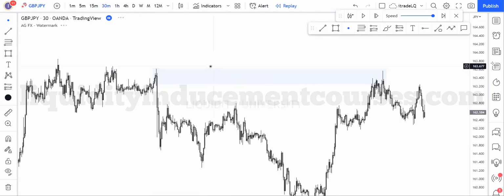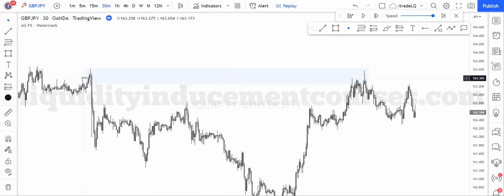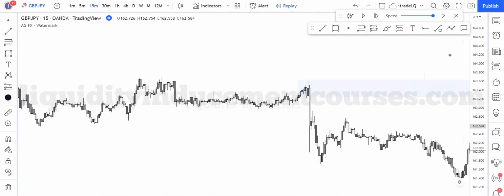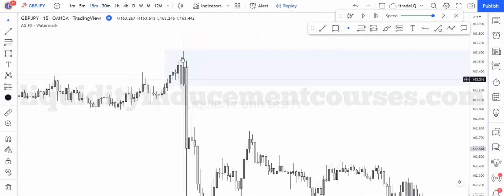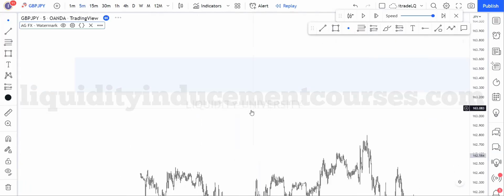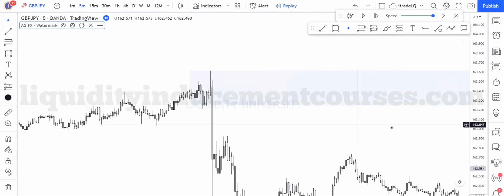So we go to a 30-minute, still in the same area. See that? Nothing changes. In the 15-minute, nothing changes, still the same area. If we go to the 5-minute, now it changed. It got smaller. The stop loss was the same. The only thing that changed was the entry.